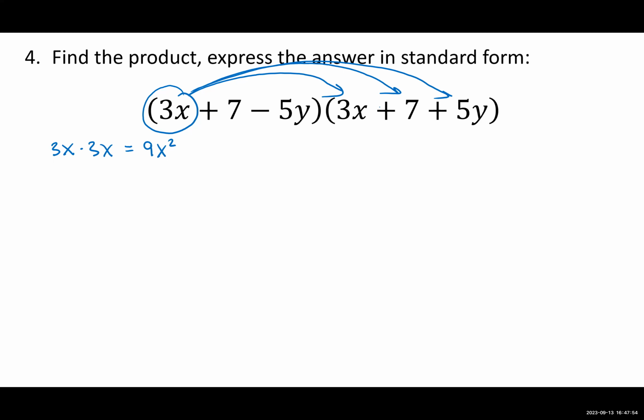Then we've got the 3x times 7. So 3 times 7 is 21, so that'll give us 21x. And then we've got 3x times 5y. So that will give us, well, 3 times 5 is 15 times an x times a y, 15xy. Okay, so that is just the first term, the first 3x multiplied by everything over here.